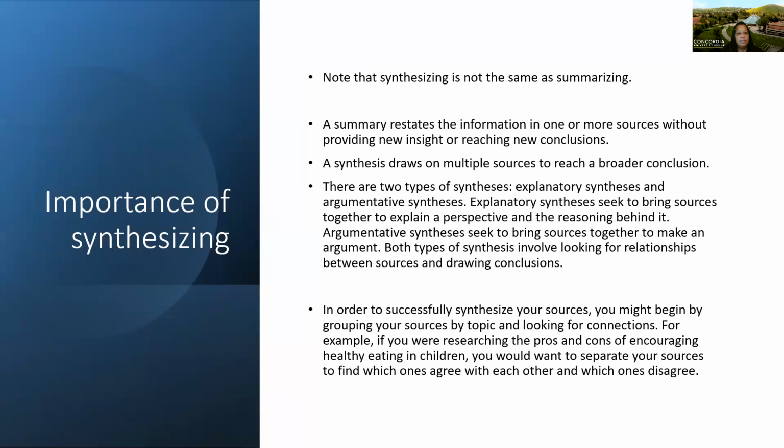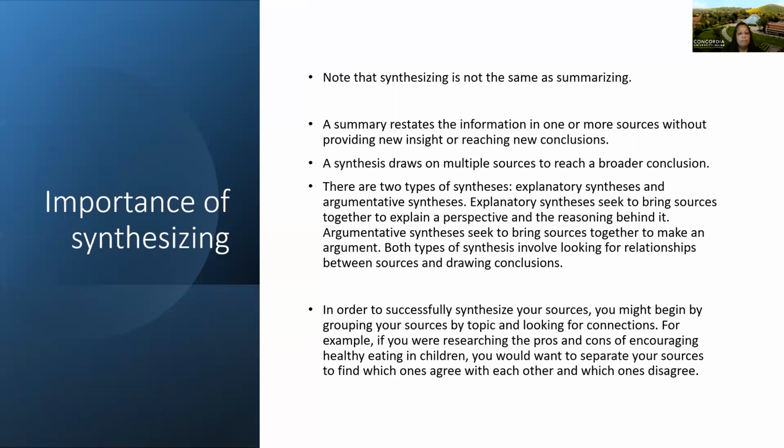There are two types of synthesis, explanatory and argumentative. Explanatory seeks to bring sources together to explain a perspective and the reason behind it. Argumentative brings the sources together to make an argument. Both types of synthesis involve looking for relationships between sources and drawing on conclusions. To successfully synthesize your sources, you want to begin by grouping your sources by topic and looking for connections.